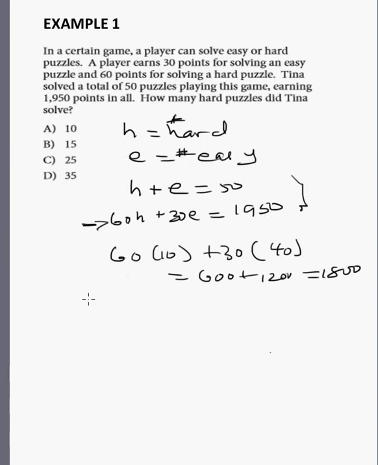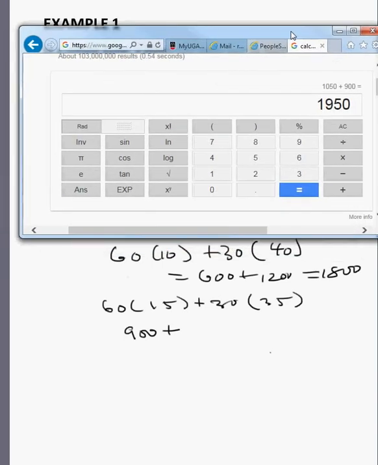So let's move to 15. So I have 60 times 15 plus 30 times, how many do we have? That will be 35. And that will be equal to 900 plus, and what is that? So let's grab our calculator here and do 30 times, is it 35? 35, and that's equal to 1050. Let's add 900 to it. And that is 1950, and I think that is what we want.